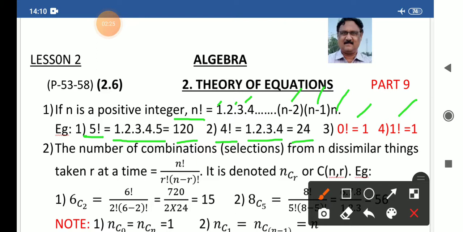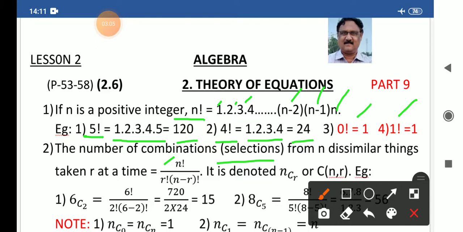Now the number of combinations, that means the selections from n dissimilar things taken r at a time, is n factorial by r factorial into n minus r factorial. The number of selections: if you have 10 dissimilar things and want to select 6 things, the number of selections is 10C6. The number of selections of 3 things taken from 8 things is 8C3. That is selection, not arrangement. So each selection is called a combination.